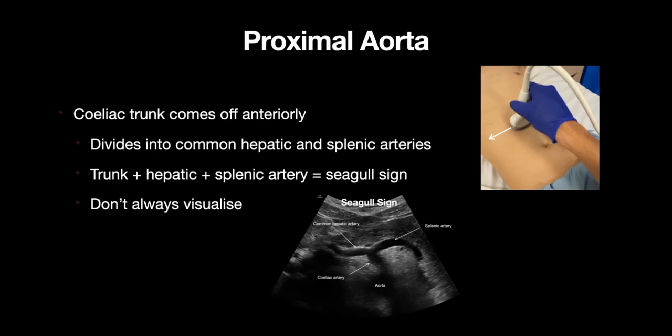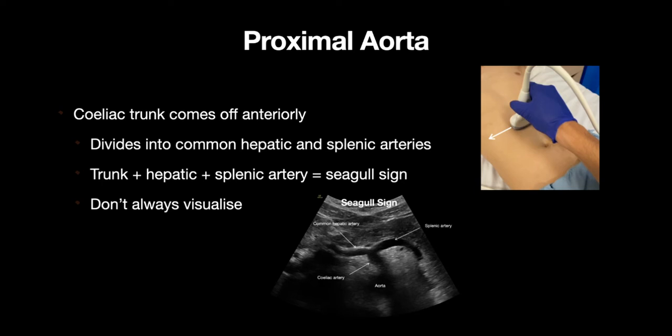So starting off at the proximal aorta, the celiac trunk comes off anteriorly, and in the picture at the bottom of the screen you can see this. So the aorta is visualized near the bottom of the screen. Coming off anteriorly, you can see the celiac artery, and then this divides into the common hepatic artery on the right and the splenic artery on the left. So the celiac trunk, the hepatic artery and the splenic artery combined is collectively referred to as the Siegel sign, and this is quite obvious from the picture that we can see there.